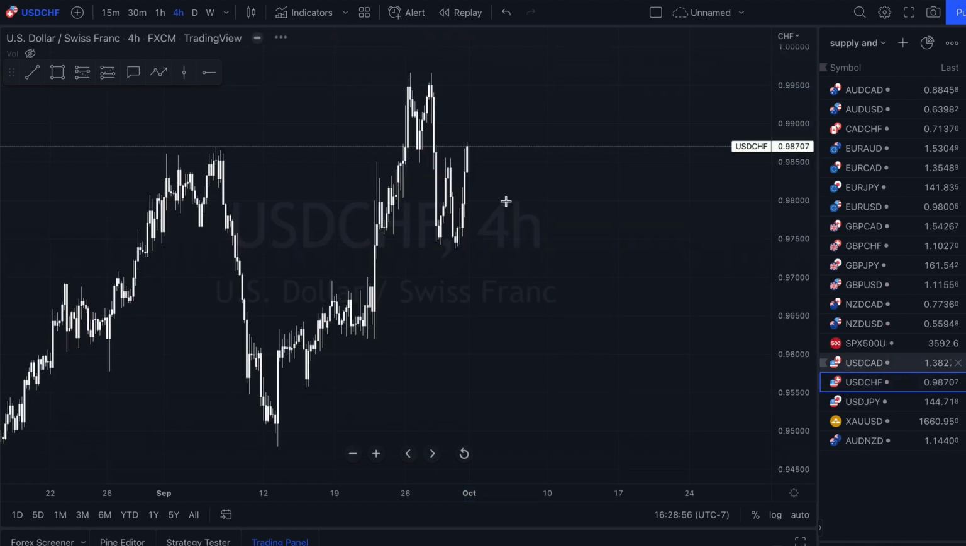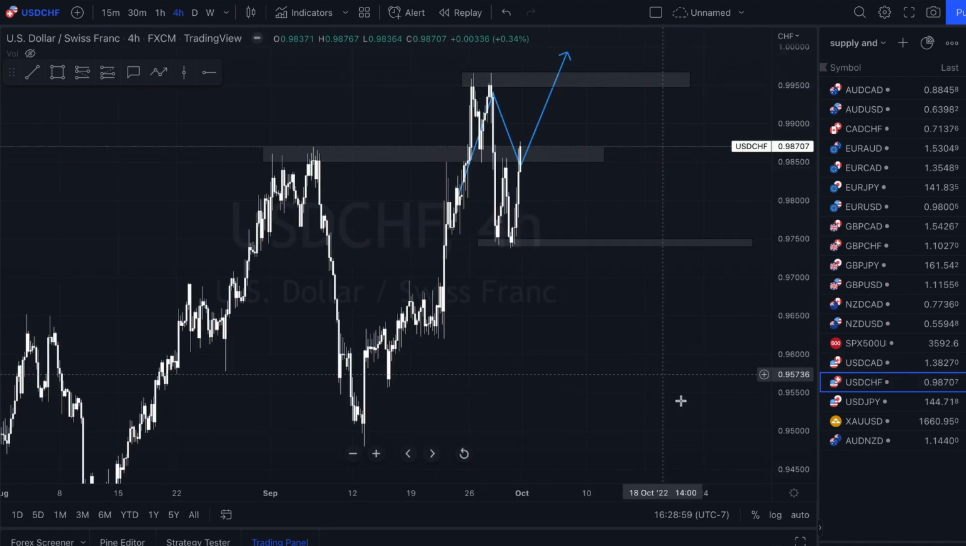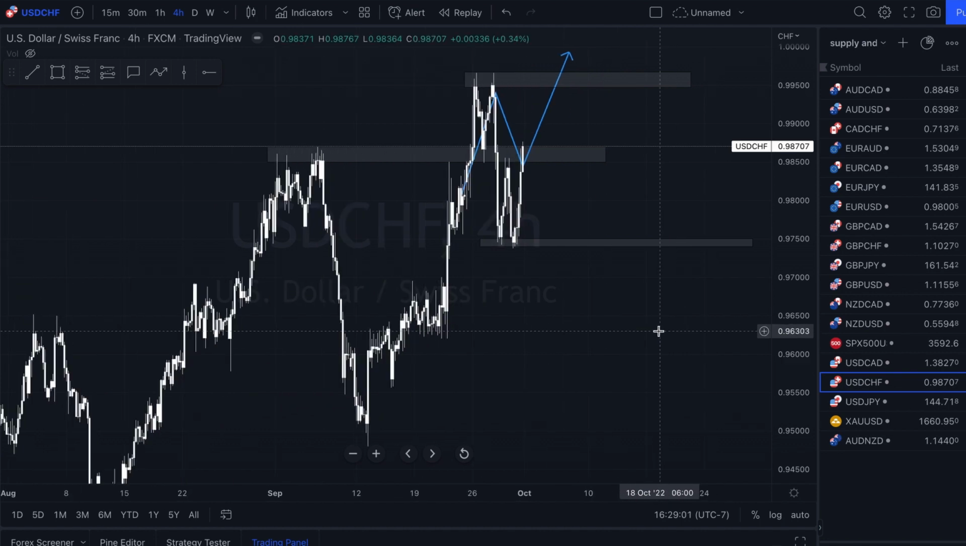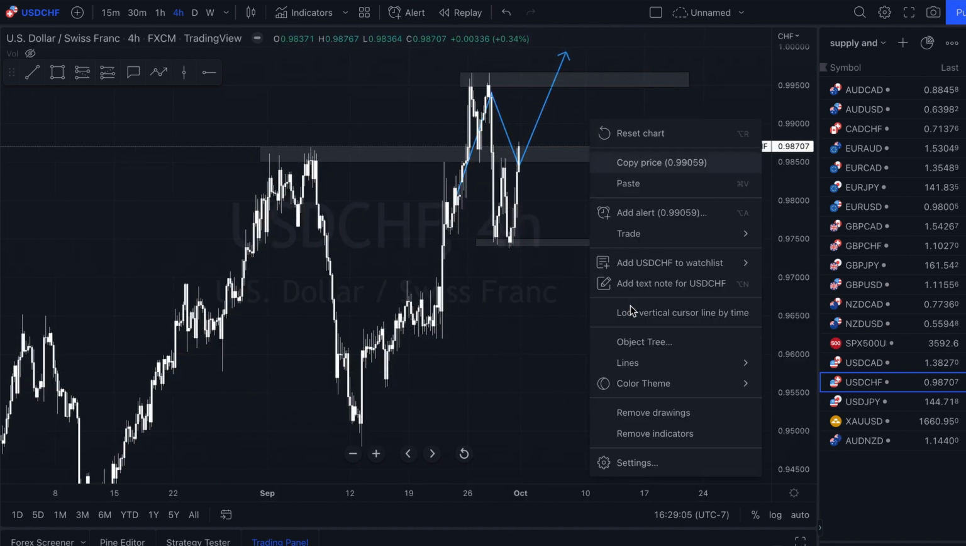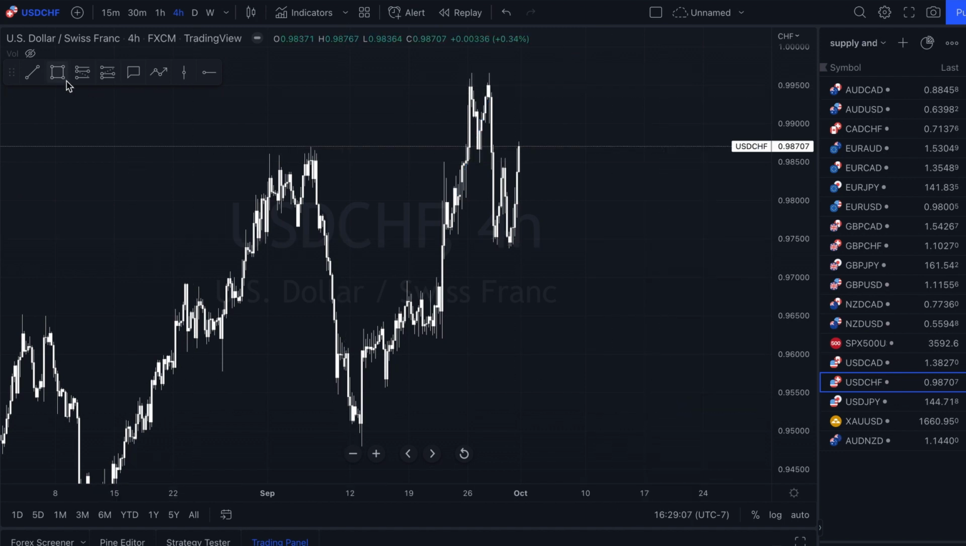USD CHF is, let's zoom out, going up, right? So most recent, going up. Let's clear this out. Let's draw our levels again, like so. Down here. What are we waiting for?